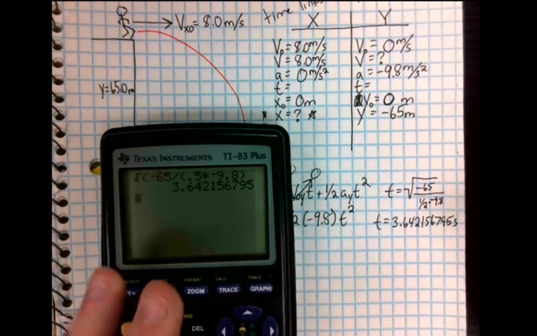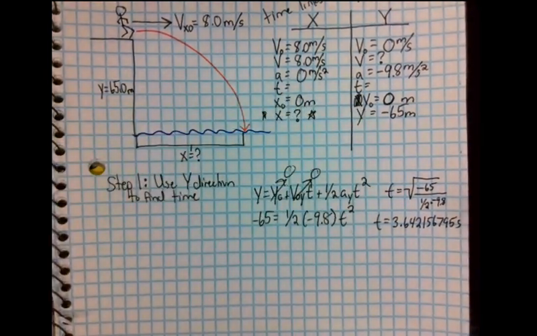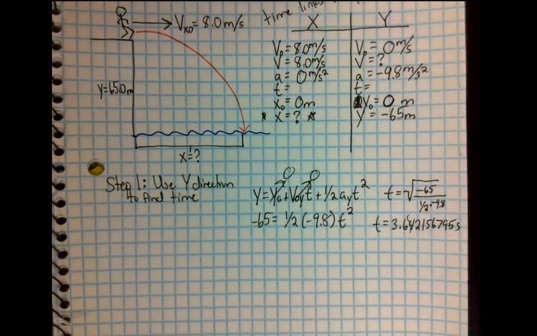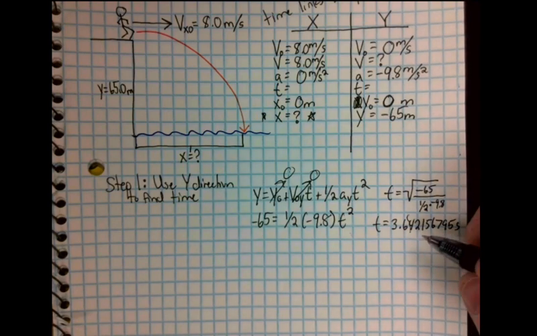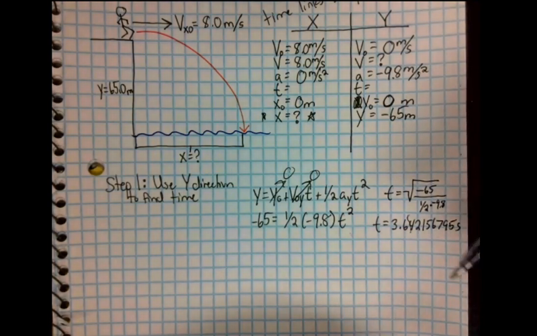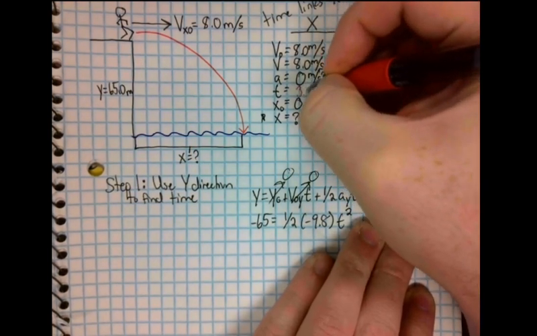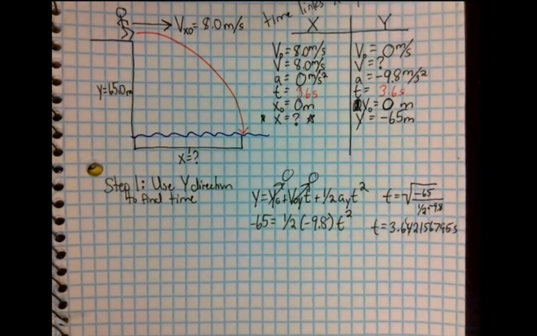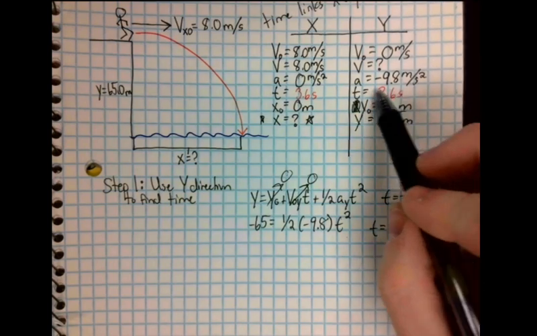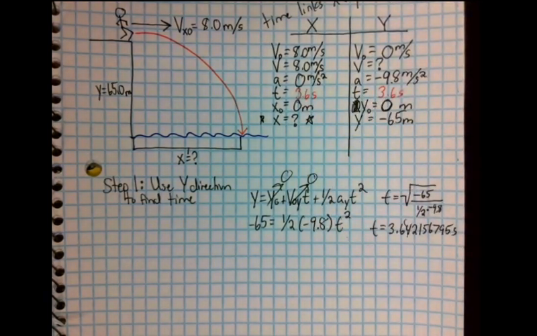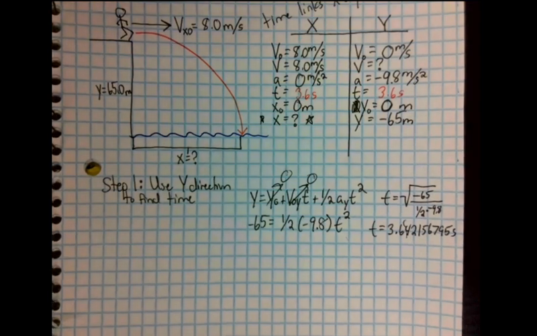3.6421567995 seconds. Obviously, we're not going to use that full one. The question that I gave you only had 2 sig figs, so we'll just call that 3.6. Now, you're probably going to just plug in this whole number in your calculator, but for the purposes of writing it up here, I'm going to write 3.6 seconds. Because again, this is the only piece that we can use that always will cross over. Time in the x direction has to be the same amount of time as the y direction.